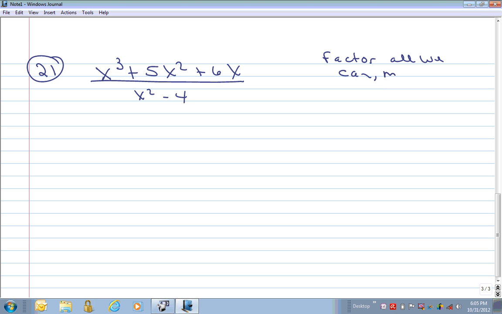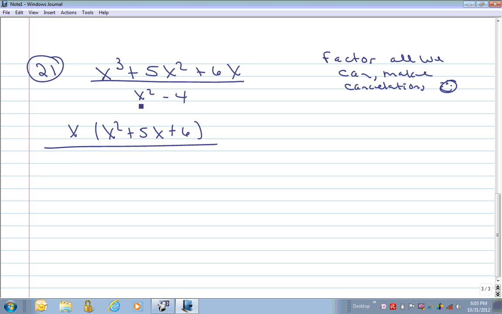and we're going to make cancellations. All right, so we're going to factor all we can and make cancellations. So let's look at the numerator. In the numerator, we have a common factor of x, and inside then we would have x squared plus 5x plus 6. And in the denominator, this is a difference of squares. So you should know pretty immediately it's going to be x plus 2 and x minus 2.